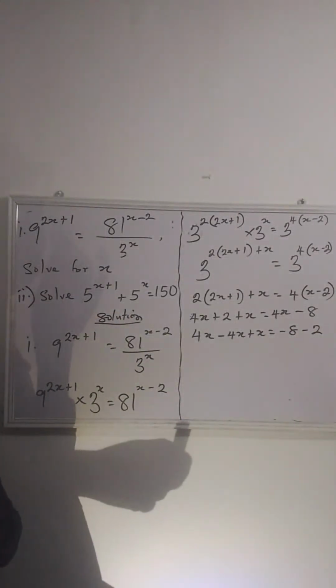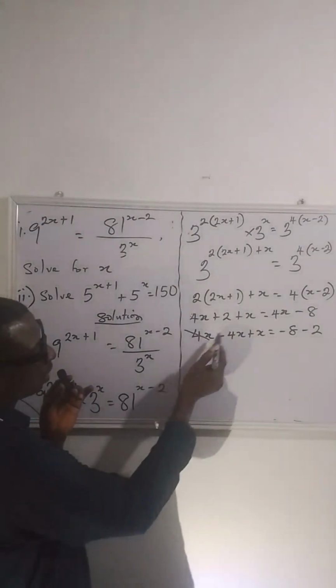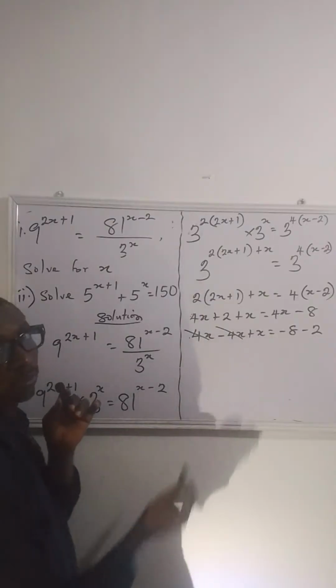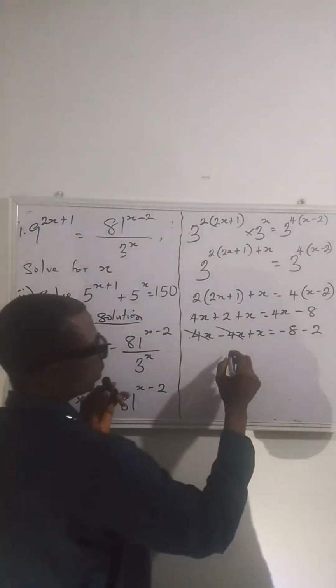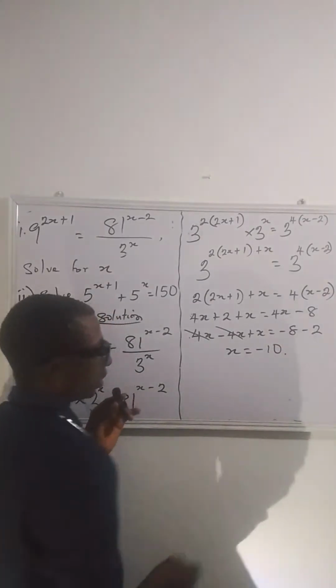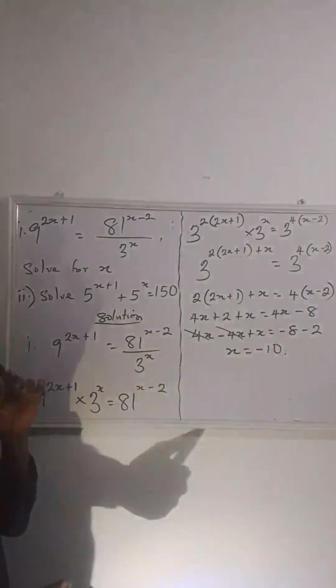All right? So now let's see. This will cancel this because 4 minus 4 is 0. So you are left with x equals minus 10. So this is the answer to that problem.